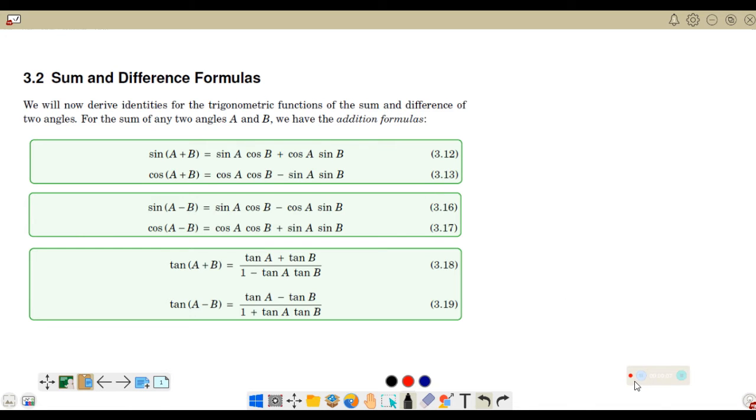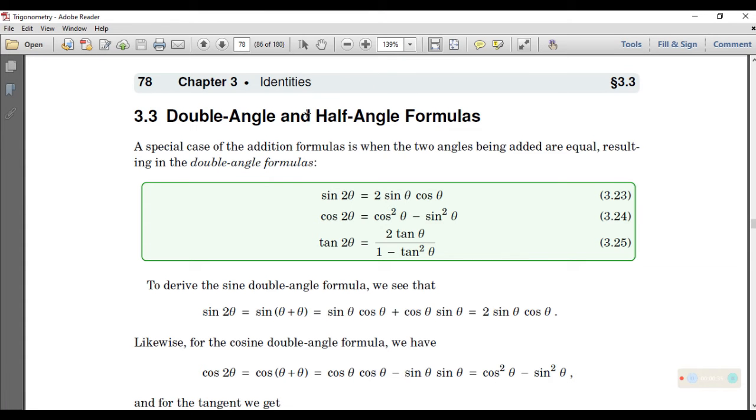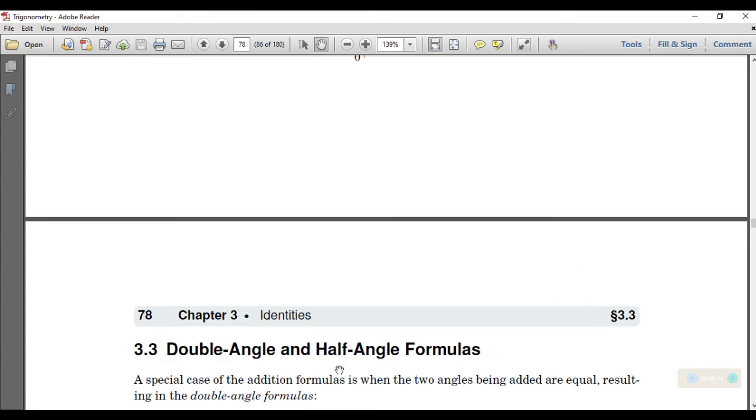This is Miss Rena, and for today's video discussion, we are going to have the sum and difference formulas. So dito, nakalagay dun sa intro natin, we will now derive identities for the trigonometric functions of the sum and difference of two angles. But actually, I will just be presenting the different formula for the sum and difference between two angles. So, hindi ko na ipapakita yung derivation. It is presented on the book that we are using.